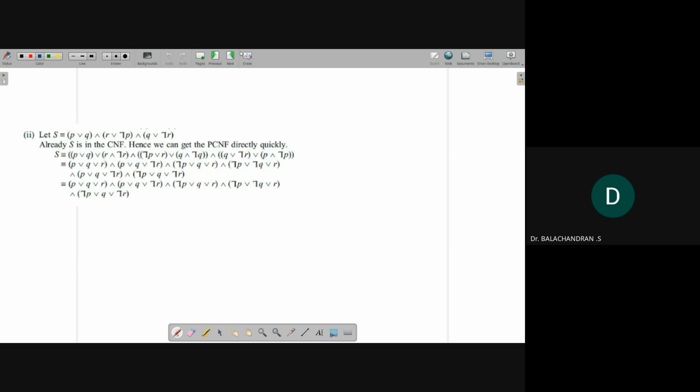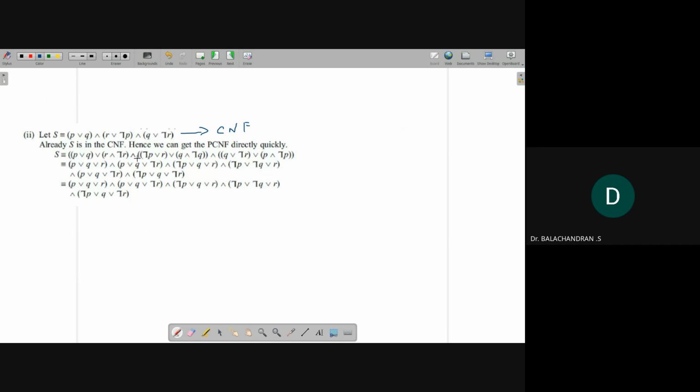Okay, second problem. In this problem also, this is in CNF. So CNF means product of sums. So then directly you can get the PCNF easily. To find the PCNF from the CNF, what you need is to put the missing terms. So first term, R is missing here. So R and negation R.